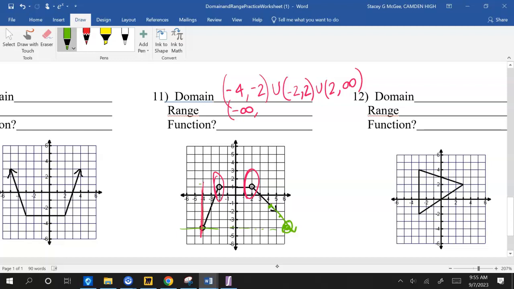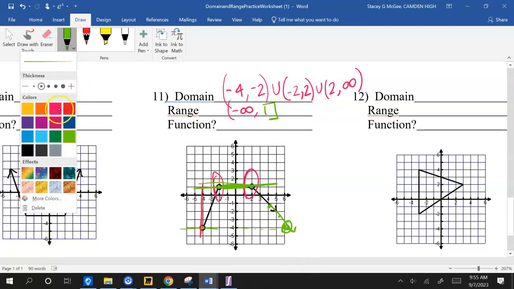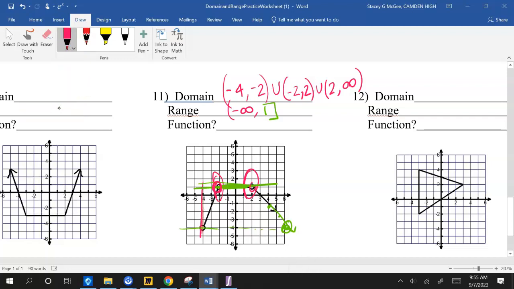But as I move up, so now here's my next roadblock, right? And I stop there, and that's at what, 1? Is that a bracket or a parenthesis? A bracket, and it is a bracket because there's actually a line here. Well, again, I've got these open circles on the end, right? I've got an open circle, I've got an open circle, but all these points in between are closed, so the Y is there.